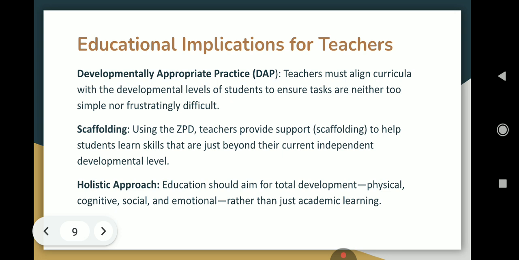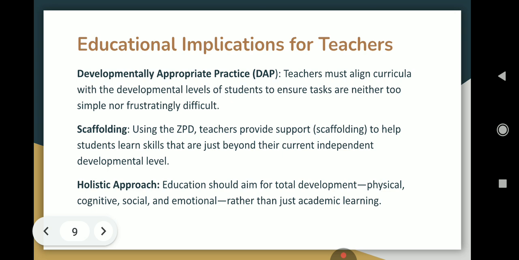Next one is scaffolding. I told you before, the ZPD. Teachers should give temporary support to help students perform tasks slightly above their current ability. So, in a zone where teachers should help the students to perform slightly above their current ability, then the support should be gradually removed as the learner becomes independent. It is not like you will always support the children. No, you should give time to the children to do it on their own.